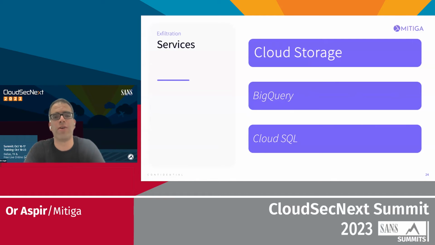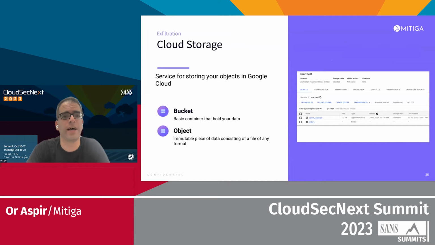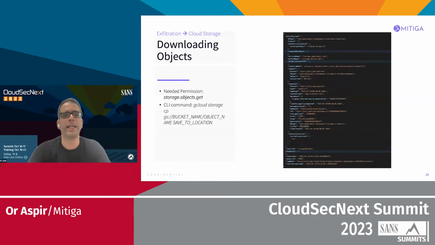I'm focusing today on 3 popular services in GCP. I will start with cloud storage. And let's start from the basic parts. So of course, in cloud storage, this is the S3 in AWS or storage accounts in Azure. Resources that you need to look for are buckets and objects. And let's start again with the simple form of exfiltration, which is directly downloading the object from a bucket.